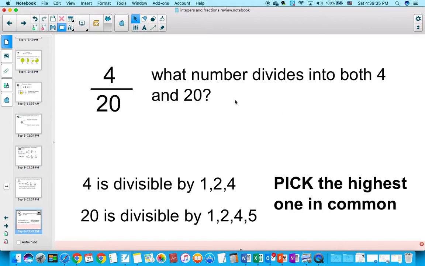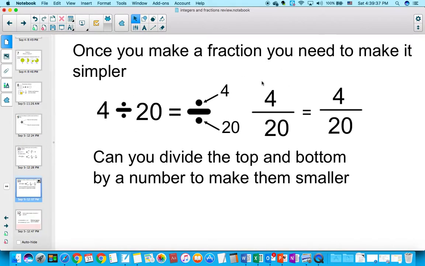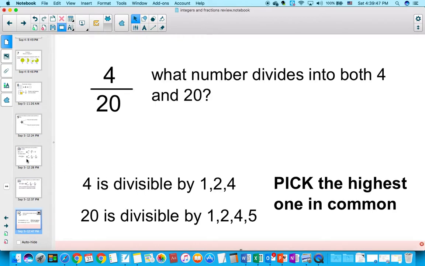So the way you do this is by dividing the top and bottom by a number, not by different numbers, the same number, so that you get a smaller fraction. Well, what number divides into 4, and what number divides into 20? Well, 4 can be divided by 1, 2, and 4. And 20 can be divided by 1, 2, 4, and 5. So, we have numbers that we can use, and all of them divide into either 4 or 20. Well, you pick the highest one they have in common.